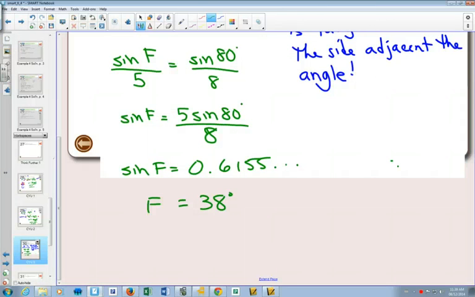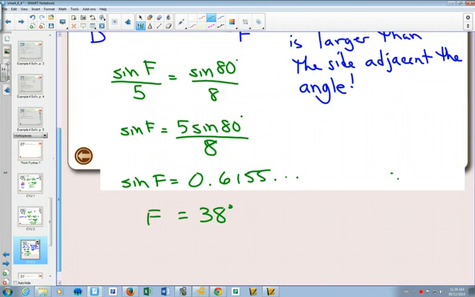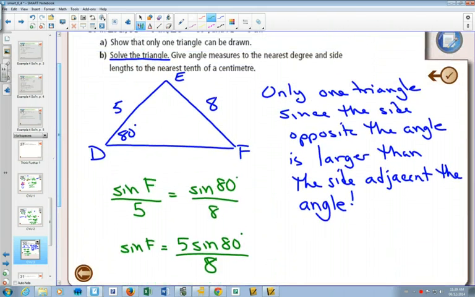Now, we know that it's 38 degrees. I'm going to go back to my diagram and add it in there with green so that we know that this is something new that we've solved for. This is 38 degrees. Good. What can we find next?